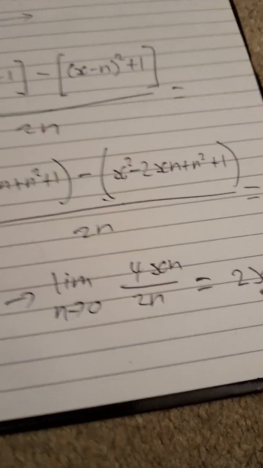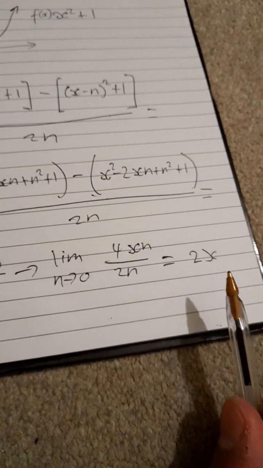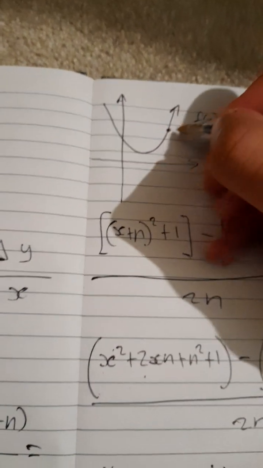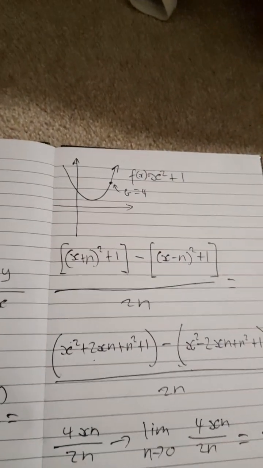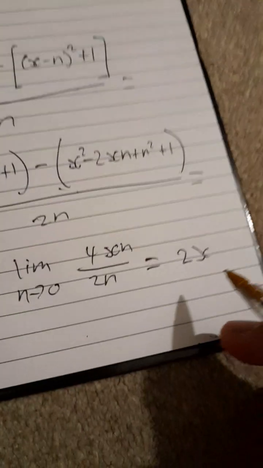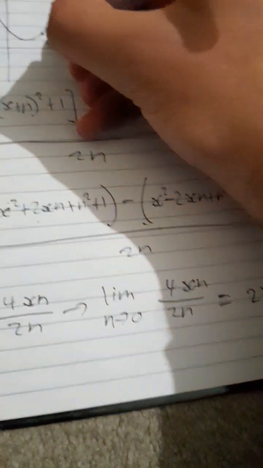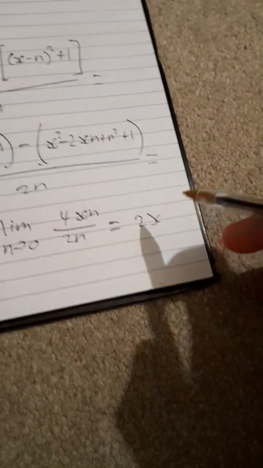Okay, let's say the x value is 2. That means that if I put in 2 as x, the gradient there is 4. If the x value happened to be 1, then the gradient is going to equal 2, because it's 2 times 1, 2x.